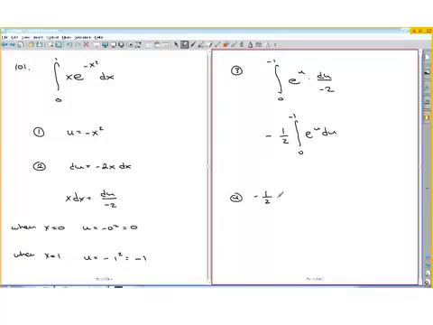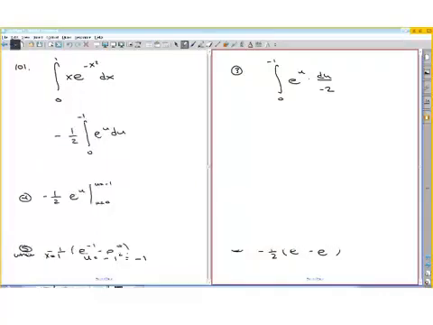So the result of the integration, which is step 4, is negative 1/2 e to the u, and we're evaluating between u equals 0 and u equals negative 1. So our final step is just to plug in the limits. We have negative 1/2 times e to the minus 1 minus e to the 0. Notice I don't have to square anything because I've already squared things when I redefined my limits.